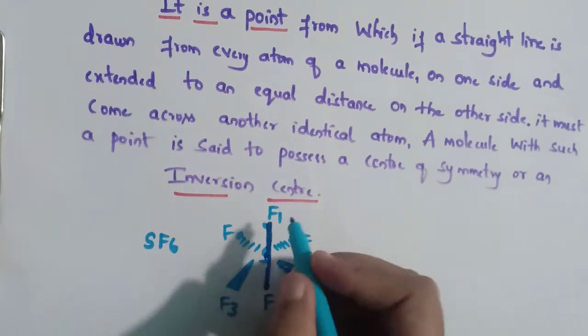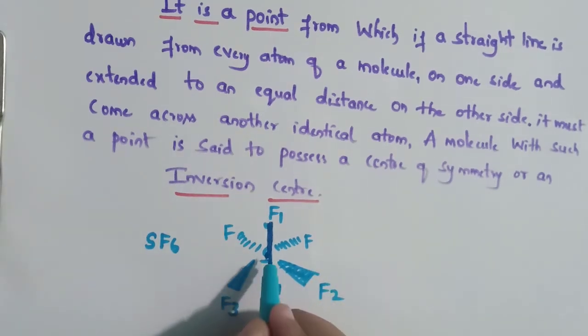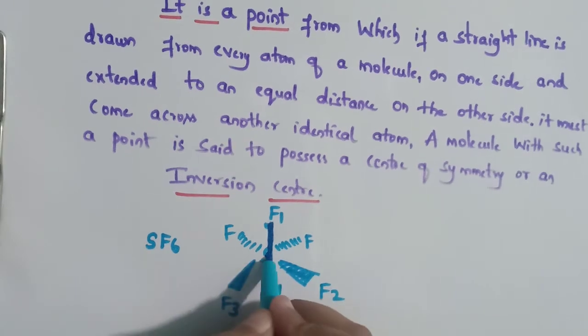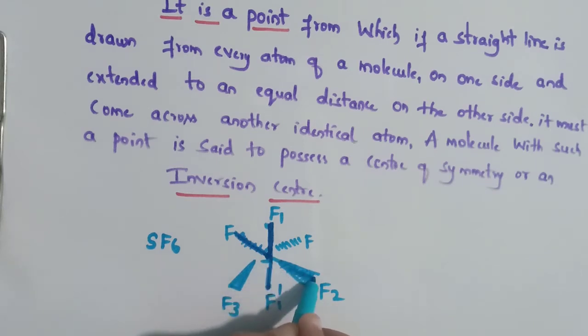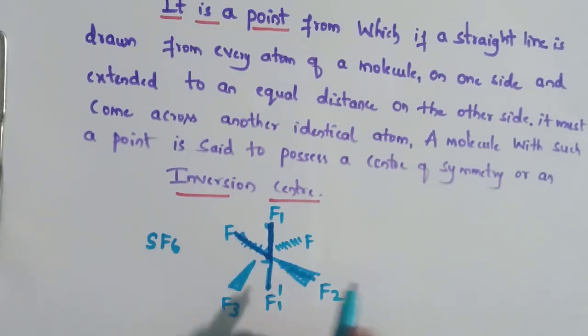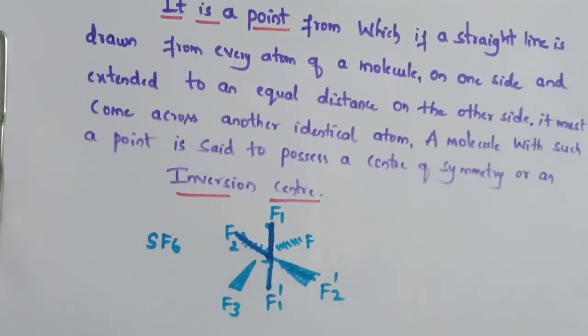So it is F1 and it is F1 dash. Here also it is a fixed point. We draw a straight line to this atom in the molecule and extend the line in the opposite direction, and we meet its twin. These two F atoms are identical. So it is F2 and it is F2 dash.